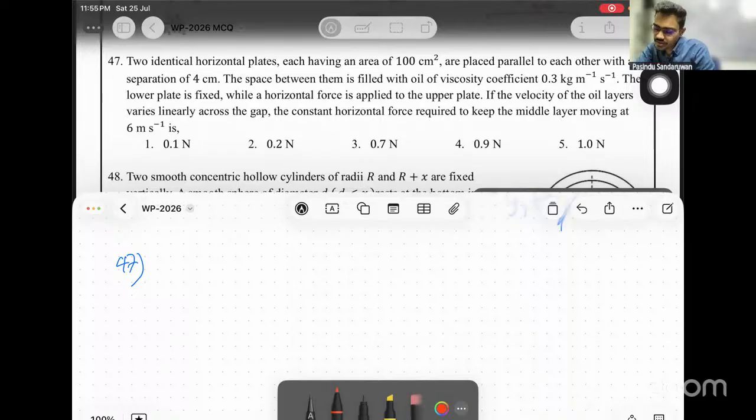47. Two identical horizontal plates, each having an area 100, are placed parallel to each other with a separation of 4 centimeters. The space between them is filled with oil of viscosity coefficient 0.3. Two plates like this. The lower plate is fixed while the horizontal force is applied to the upper plate.